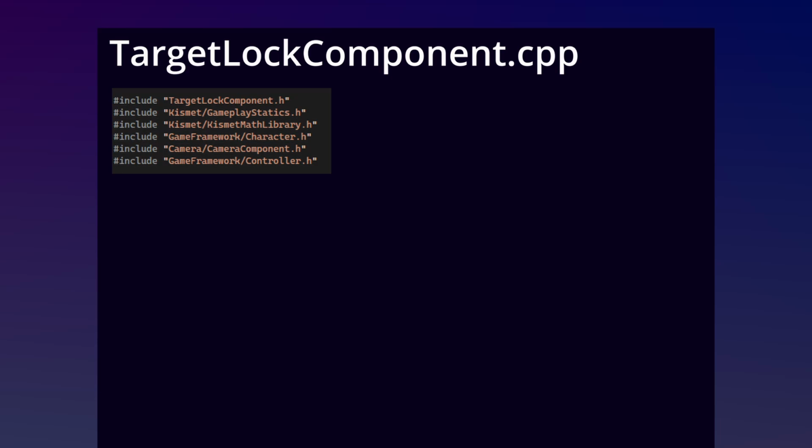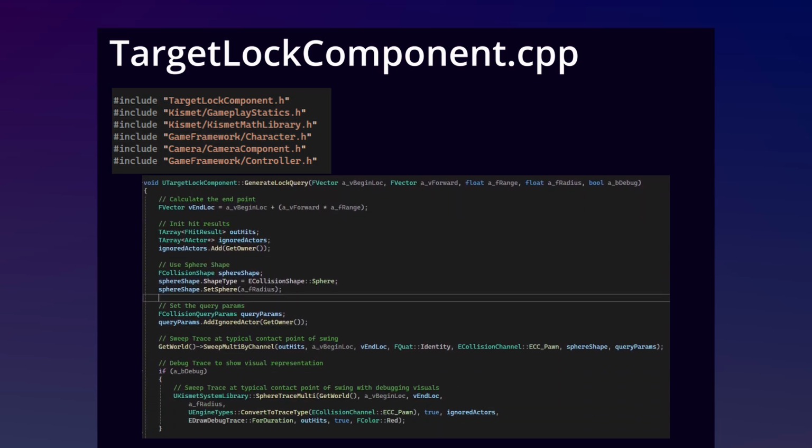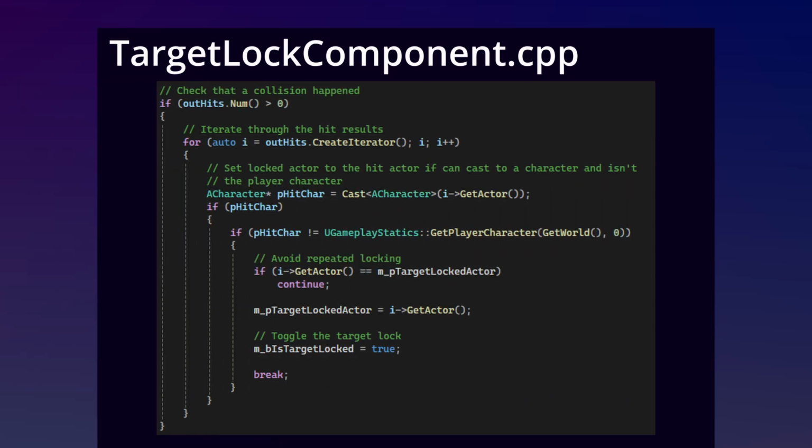Now getting into the CPP implementation of our methods, first we're going to want these includes toward the top of our file, and the first method here will be generate lock query. This is going to take in a beginning location, the forward direction of the query, the range and radius of the query, and whether or not we want a debug visual of it. Getting the actors in front of us is very similar to how we implemented the damage collisions, where we use a multisphere trace using the given arguments of the method. We then check all hit characters, leaving out the player of course, and the first valid character to be returned will be set as our target locked actor.